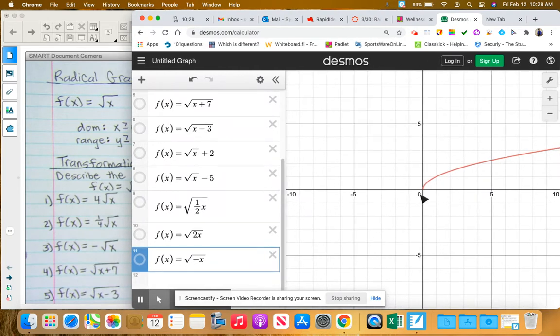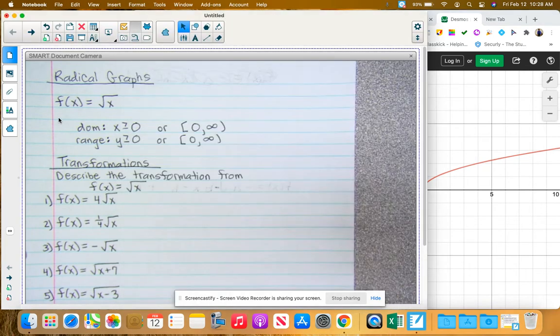So it starts at the origin, and then it kind of, I guess you could think, curves up, kind of escalates. But this is the general shape for a radical function. So the general shape for a radical function looks just like this. So this is my most basic one. I've already labeled the domain and the range.